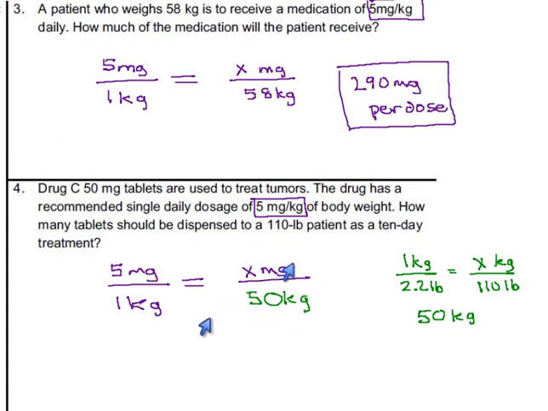So now we have milligrams to milligrams, kilograms to kilograms. We should be able to do this. 5 times 50 is 250, divided by 1 is 250 milligrams. They said that's a daily dosage, so I guess that means you just take this stuff once a day. Okay, is that it for that question?